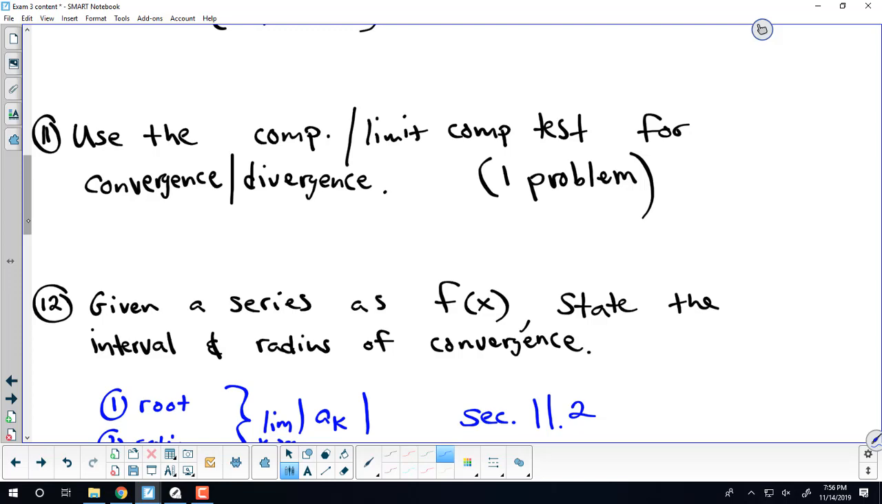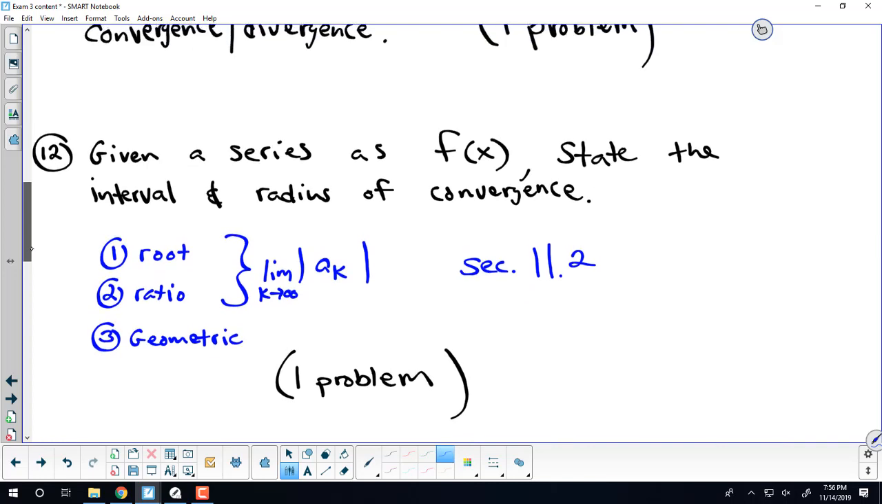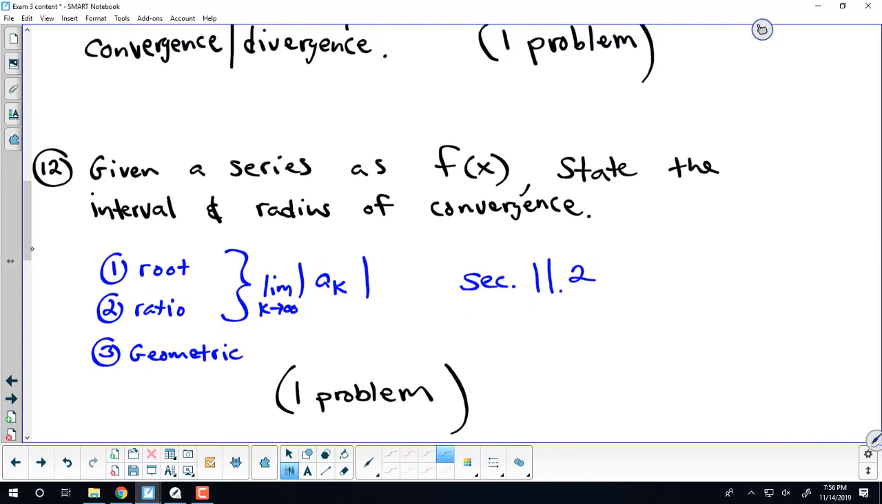One question where we are given a series that has a variable in it, like x, we want to be able to state the radius and interval of convergence. And primarily that's when we use the root and the ratio test, the absolute value of that, from 11.2.